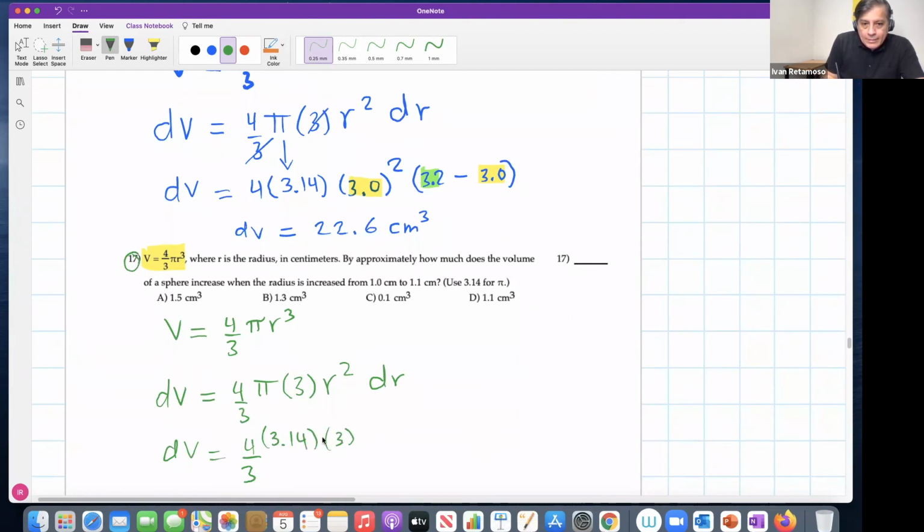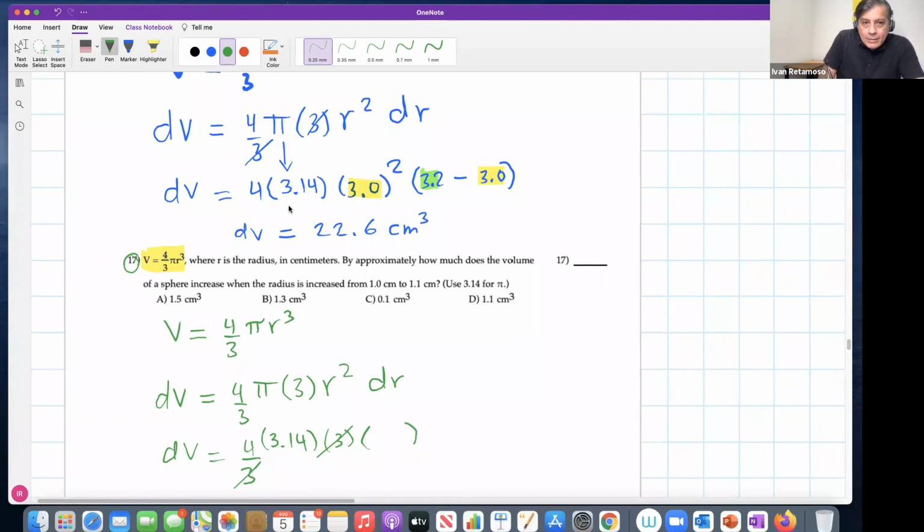By the way, these two guys will cancel, right? R squared. What r? The first one that appears there. There's a variation on the radius, right? It goes from 1.0, the first radius here, squared, times the differential on the radius, right? The difference on these two values. So I'm gonna go this minus this.